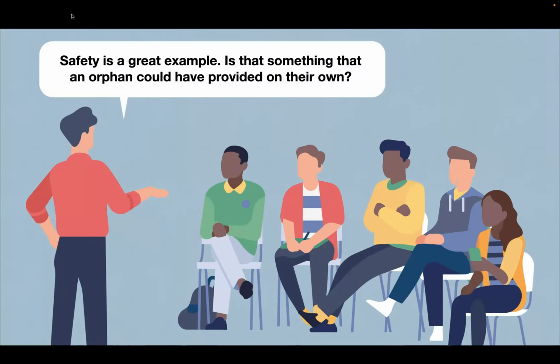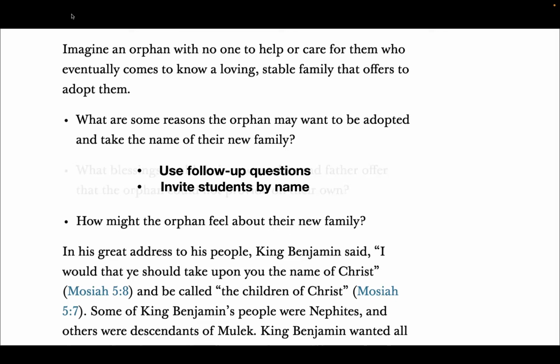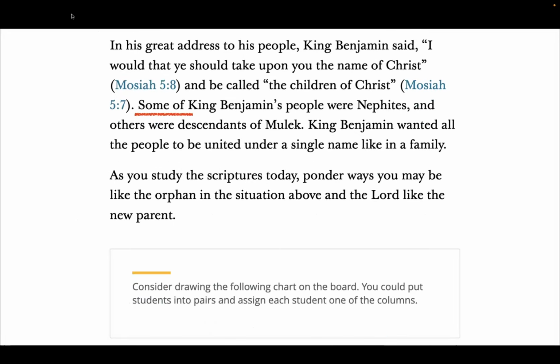Safety is a great example. Is that something that an orphan could have provided on their own? And then give students a chance to discuss. So to help engage students right away and create energy as you start the class, use follow-up questions and invite students by name. And then if you want to wrap it up by asking, how might the orphan feel about their new family? 1 or 2 comments will help lead right into the next section.